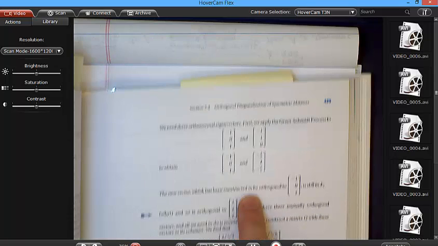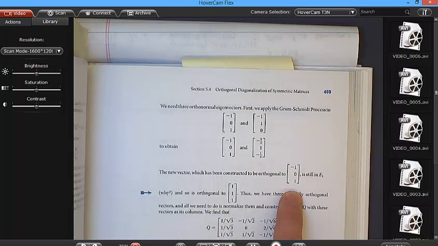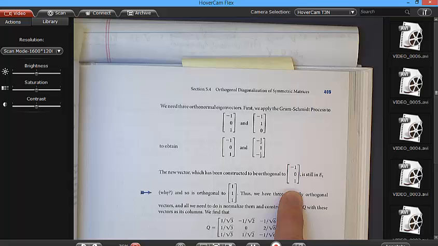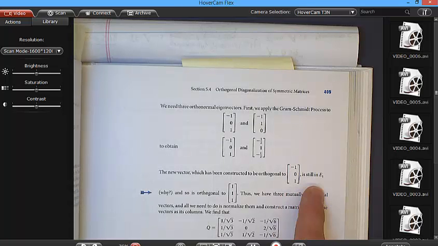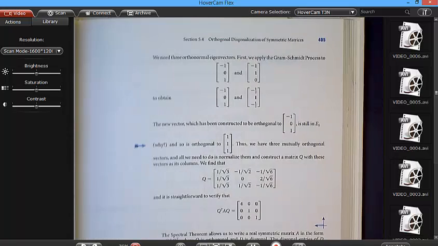And so we'll get a new vector, and the new vector is still going to be orthogonal to the other one. It's still an E1. And so then the only thing left to do is normalize everything. So they do. They divide.